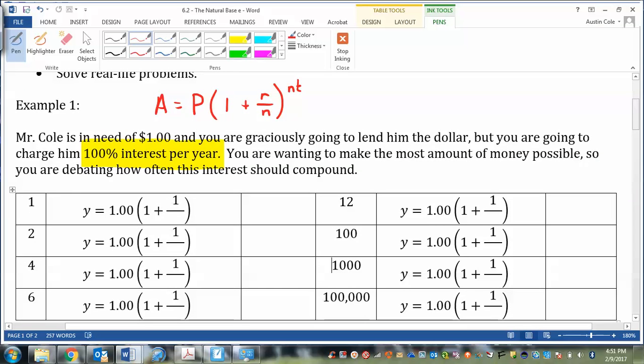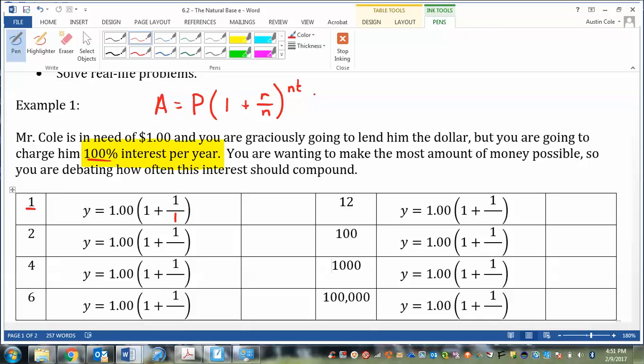Now I want to know how much you're going to make if we compound once a year. I've already put in 1 for the rate. Well, you're going to charge me 100% interest, so 100% written as a decimal is 1. So I already put a 1 in there all the way through. The number of times we're going to compound here is 1, and I need to raise it to the nt power. Now n is the number of times we're going to compound, and t is time. For this situation, let's just pretend we're only worried about a year.